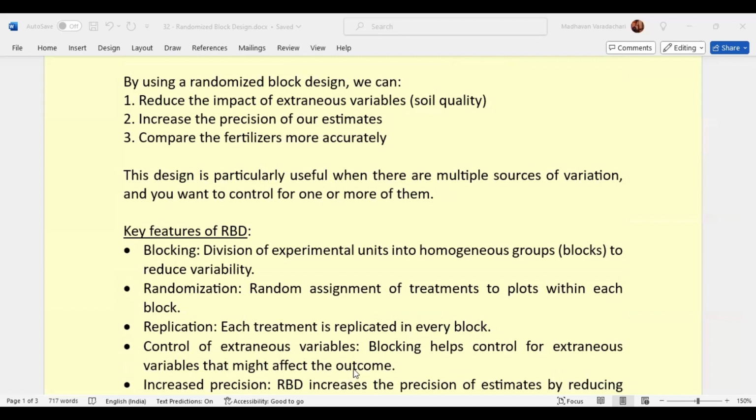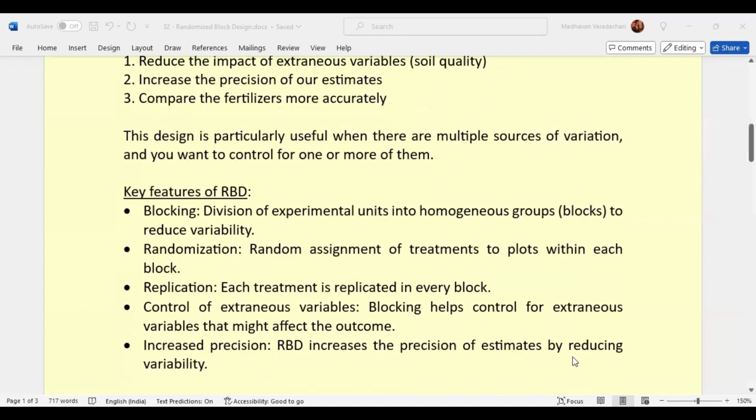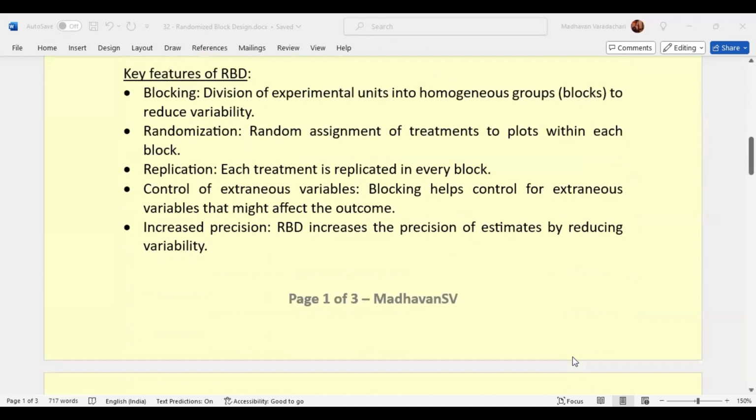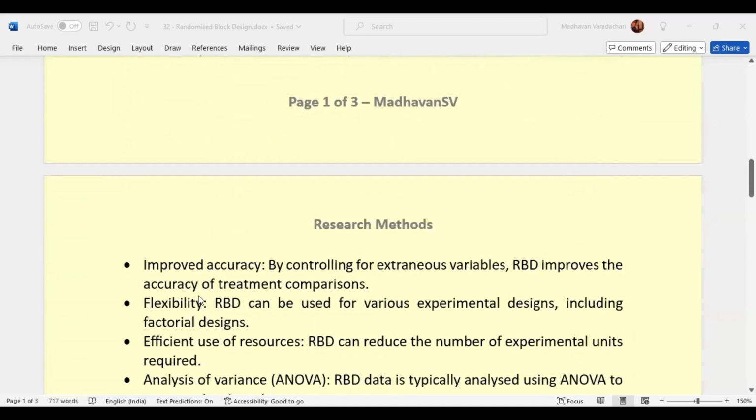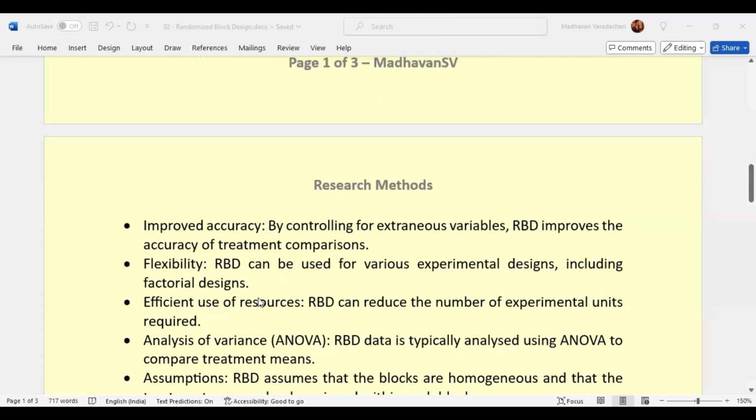Control of extraneous variables. Blocking helps us to control for extraneous variables that might affect the outcome. It leads to an increased precision because RBD increases the precision of estimates by reducing the variability. Improved accuracy by controlling for extraneous variables. Randomized block design improves the accuracy of treatment comparisons. Flexibility, RBD can be used for various experimental designs, including factorial designs. Efficient use of resources, RBD can reduce the number of experimental units required.